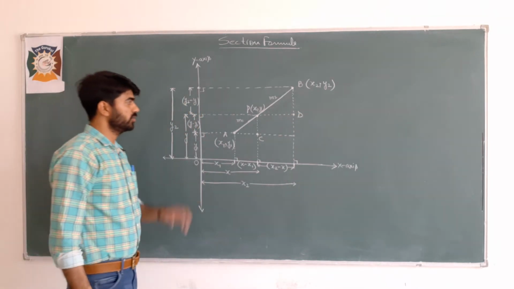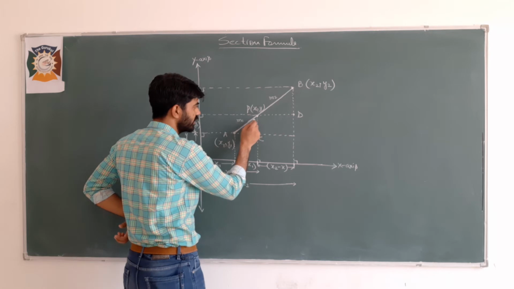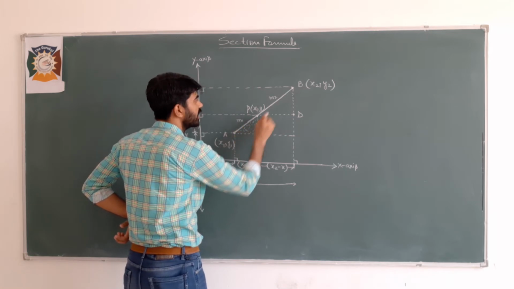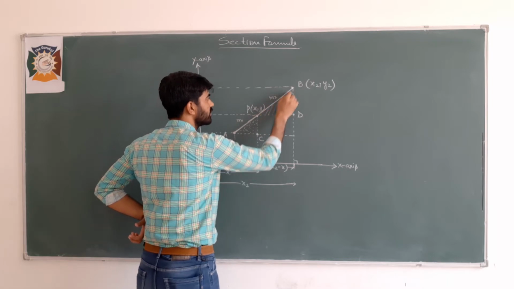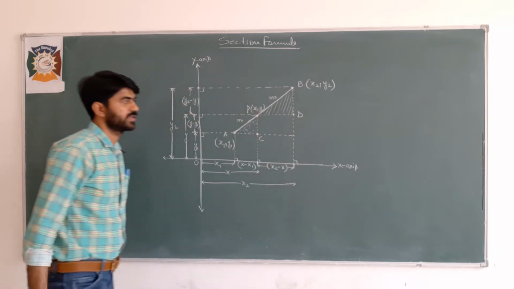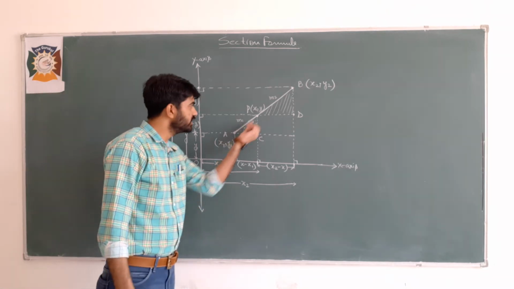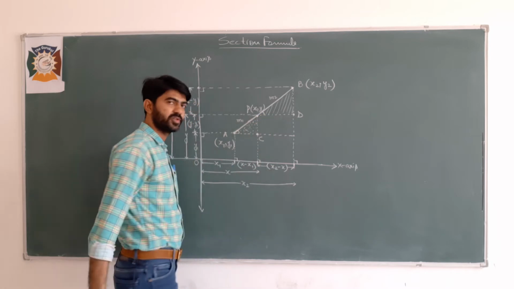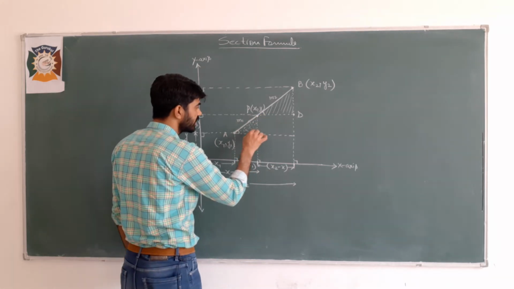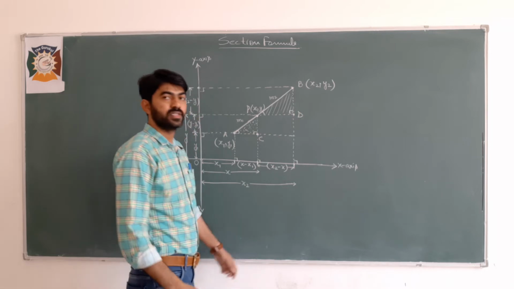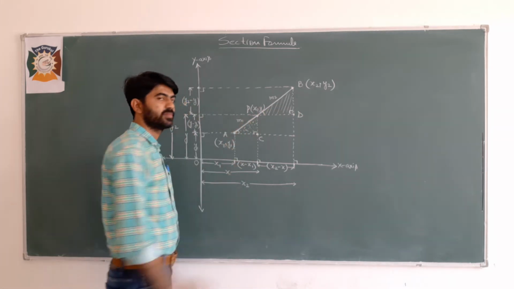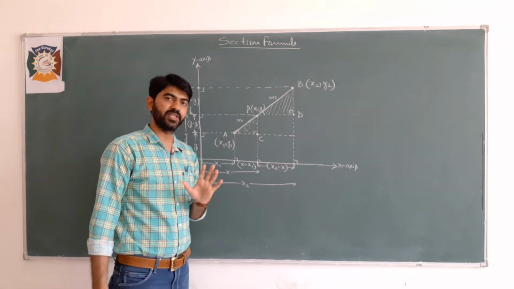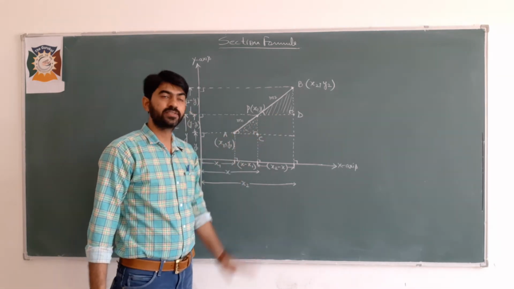Now look at these two triangles. This triangle and this one, these two triangles. Now we have to consider these two triangles. This angle is equal to this angle, corresponding angles. This angle is 90, this is 90 for this. So these two triangles are similar by angle-angle similarity.